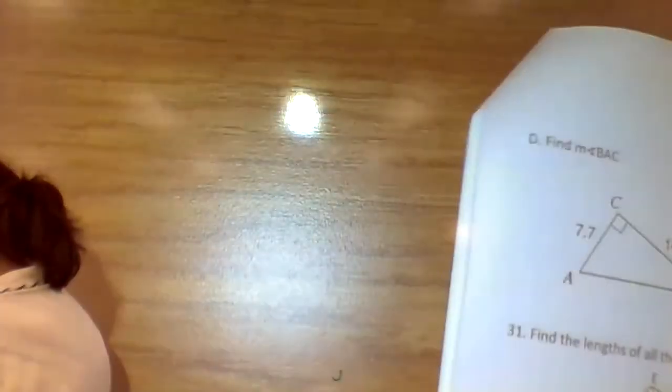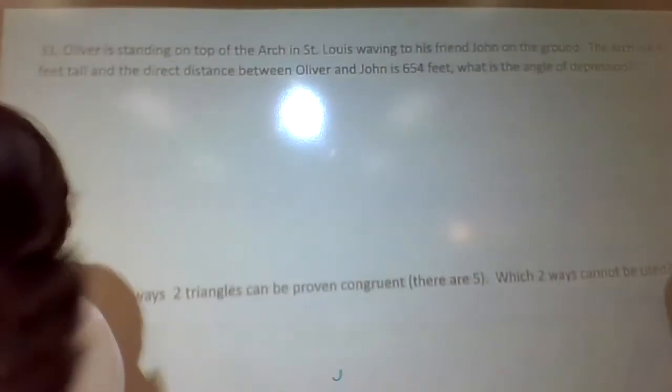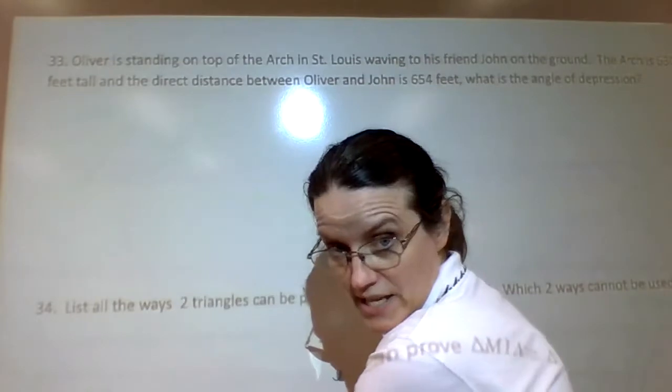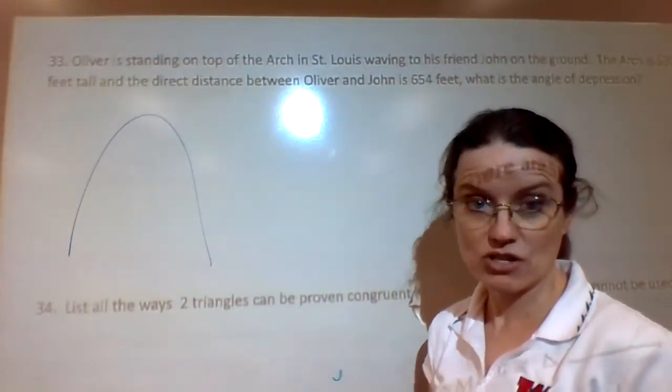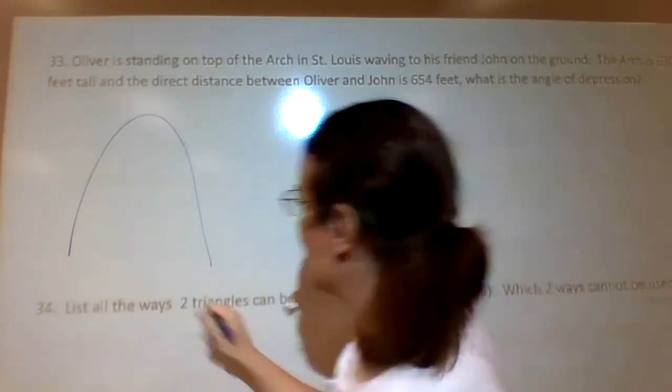Moving forward, almost done. We're getting into some of the really good recent stuff now. We're on the last page. Okay, so problem 33. Oliver is standing on top of the arch in St. Louis. Y'all know what the St. Louis arch is, all right? It's a big arch, big fancy shape. It's actually got a mathematical equation for that shape, but you don't get to know that yet.